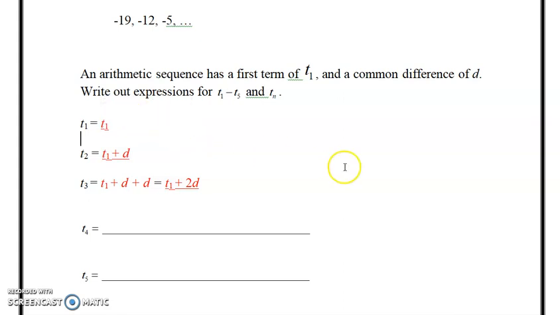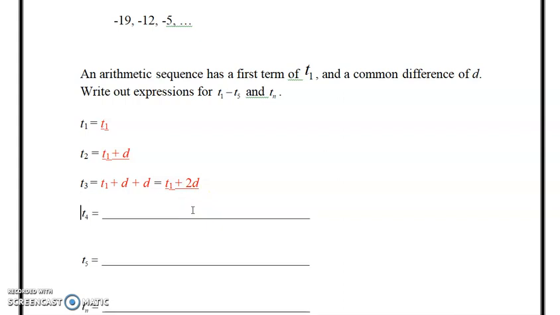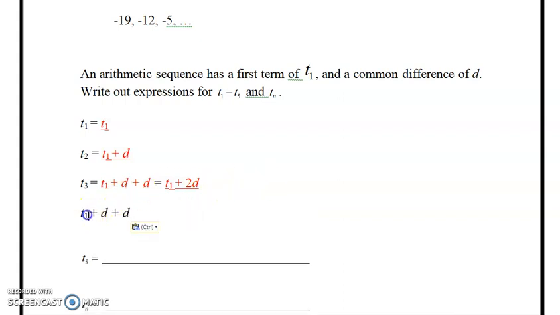What about the fourth term? How are we going to obtain the fourth term? Well, you're probably seeing a pattern. It's increasing by the common difference every time. So this would be 3D. It would be T1 plus 3D. Notice the coefficient in front of the D is 1 less than the term that you're trying to find. Would that work? Well, let's make a prediction.